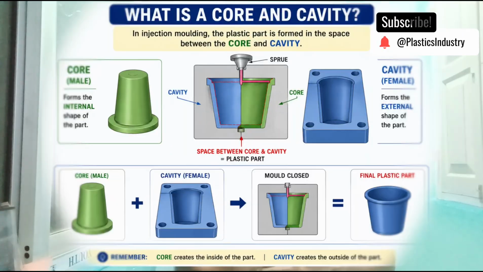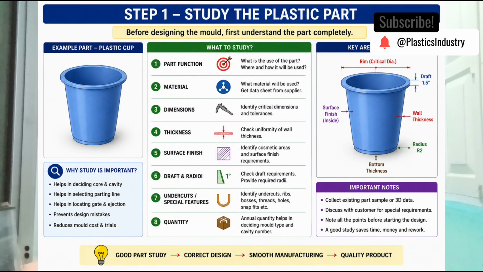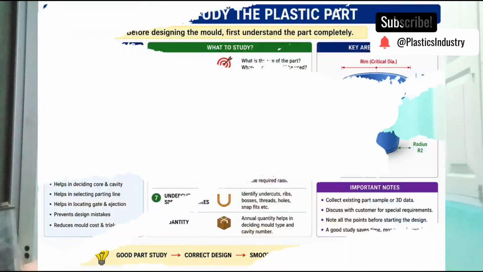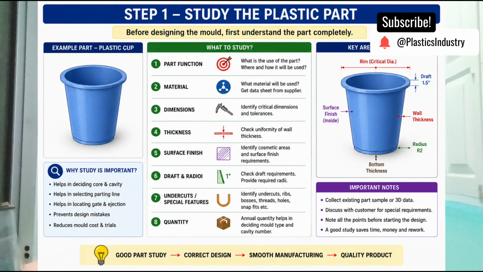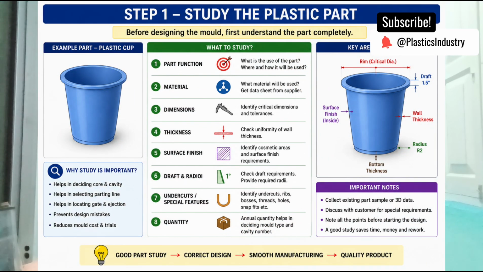Step 1. Study the plastic part. The first activity of a mold designer is not designing. The first activity is studying the component. Ask the following questions. What is the product? What is the function? What material will be used? How will the customer use it? Where are the critical dimensions? What surface finish is required? Where are the cosmetic areas? Many mold failures occur because designers jump directly into CAD without understanding the product. A good mold designer always starts with product understanding.